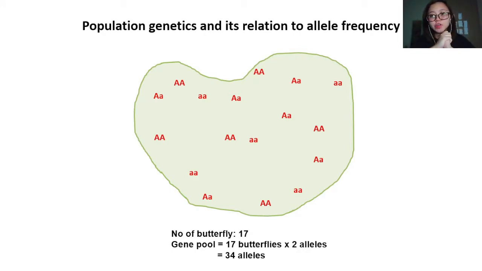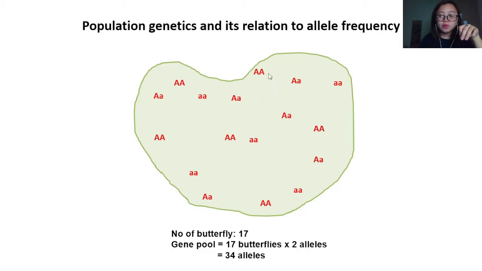So, each individual will have 2 alleles for that gene. So, every individual contributes 2 alleles. Kalau kita mau kira berapa banyak allele dalam gene pool, kita ambil bilangan individu dan kali 2. If we want to look at how many alleles are in a gene pool, we need to take the number of individuals and times by 2.